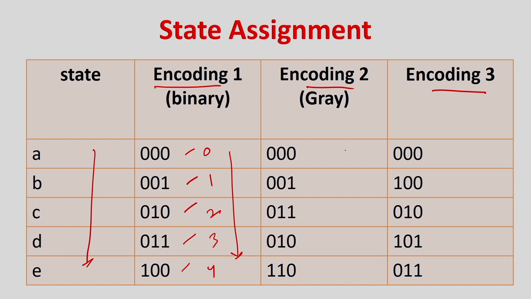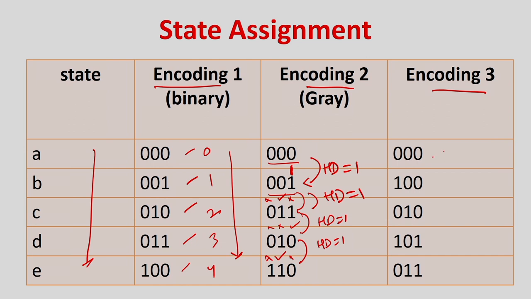This is another encoding, gray encoding. What does gray encoding say? Between any two sequences, the bit flip is 1, Hamming distance is 1: 000 and 001, this is only one bit flip. So, between these, Hamming distance is 1: no bit flip, no bit flip, only one bit flip. In this case also the Hamming distance is 1, and in this case also. So, between two adjacent codes, the bit flip is 1, Hamming distance is 1.